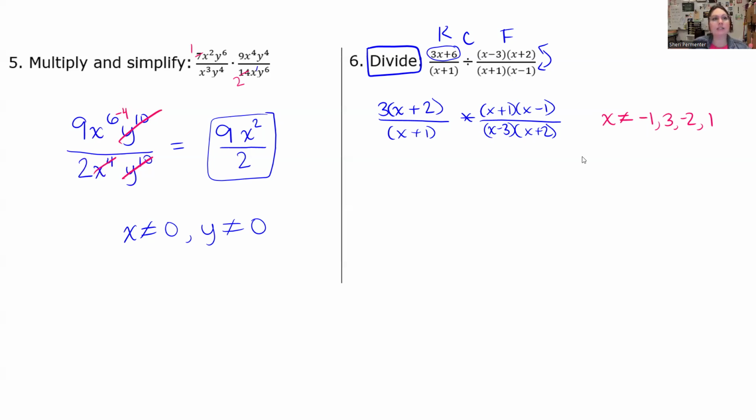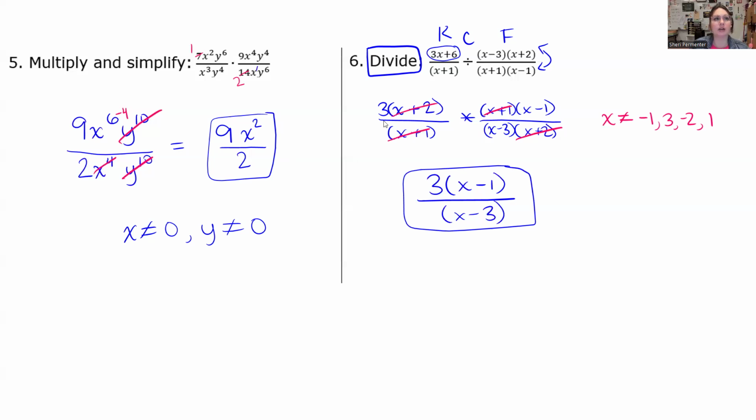From here, we mark out any terms that appear in the numerator and denominator, and it looks like I see some. I see x plus 1 and x plus 1. x plus 2, x plus 2. Is that it? Yep, now we're ready to rewrite. So I end up with 3 and then x minus 1 in the numerator, x minus 3 in the denominator. It's possible that I could have reduced further if there was another 3 down here or something like that, but this is all I can mark out.